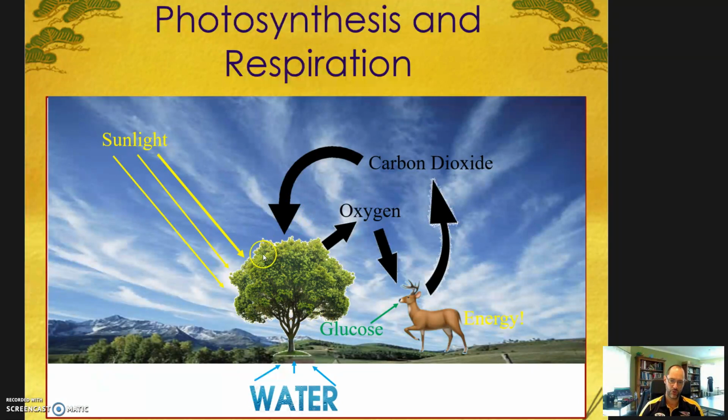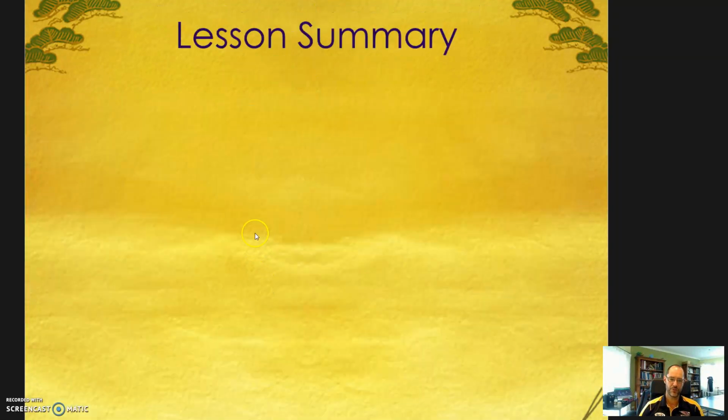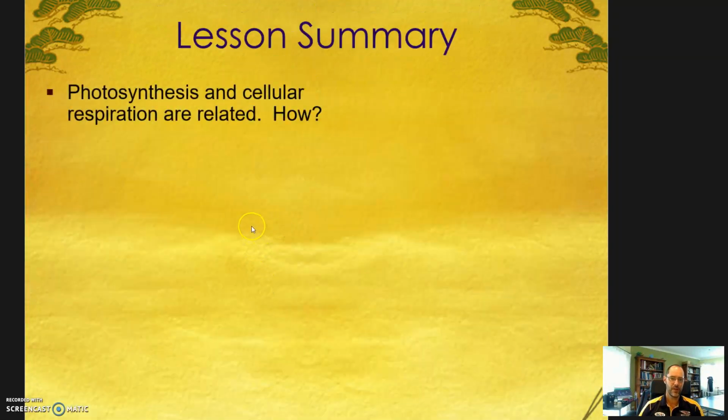The tree also has respiration too. So at night time when the sun is not shining, the tree is also using oxygen from the air to use its glucose to produce energy for its cells to grow. So the tree also respirates just like the animal. So just a summary of this lesson. Photosynthesis and cellular respiration are related. You can explain how in your workbooks to summarize that.